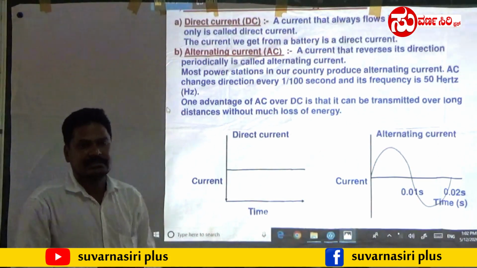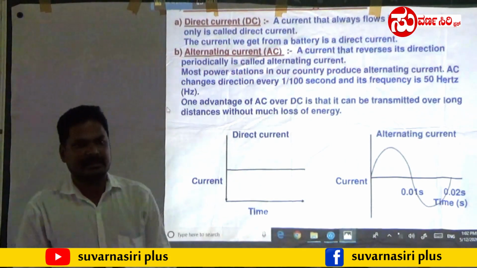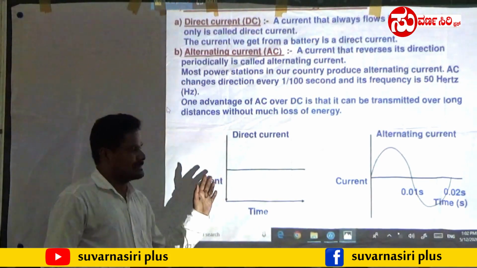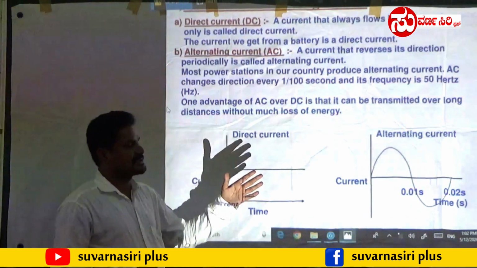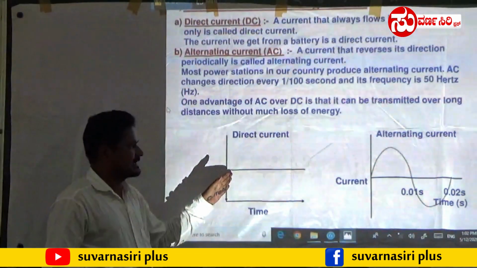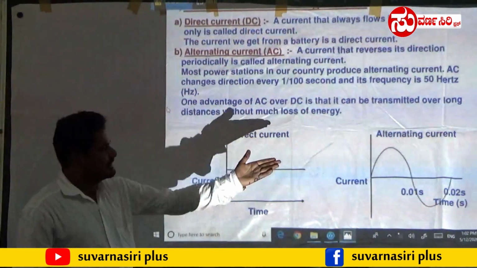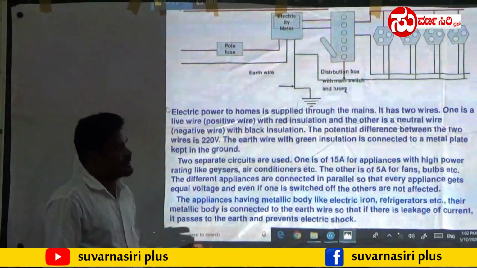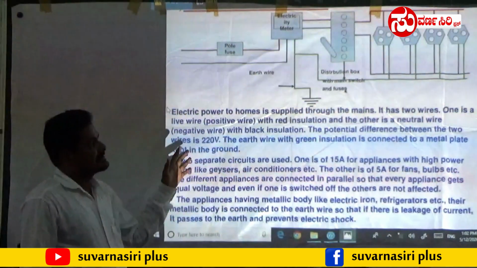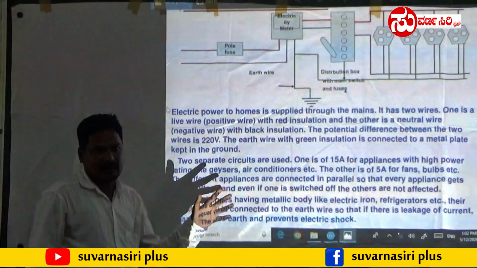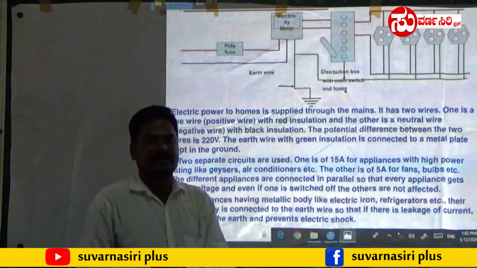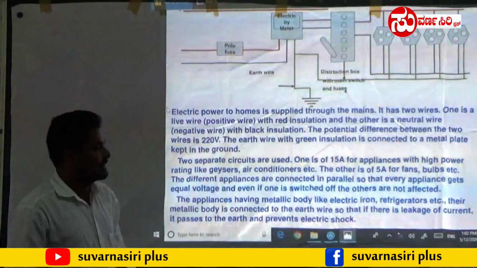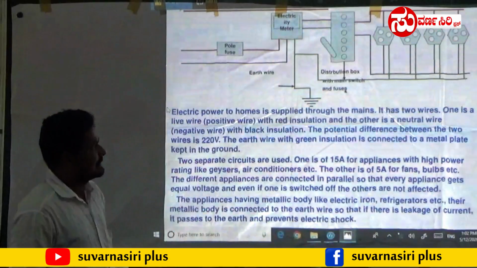And next, the difference between alternating current, AC, and DC current, and how it is generated. If it is DC, direct current, it does not change direction. In alternating current, there will be a change in the direction of electric current. So here, the supply of electric current for domestic and household purposes. How the electric current passes in the house, we should learn.